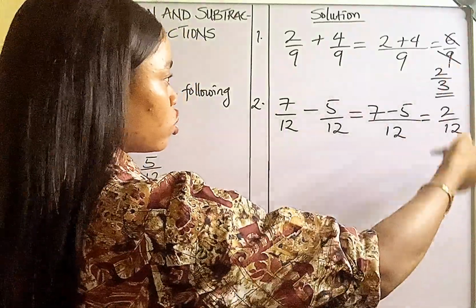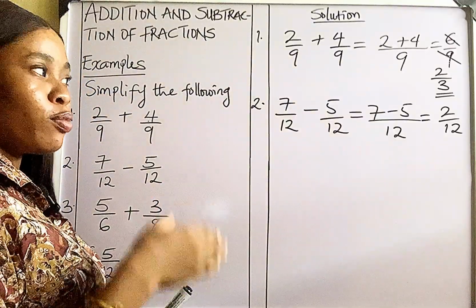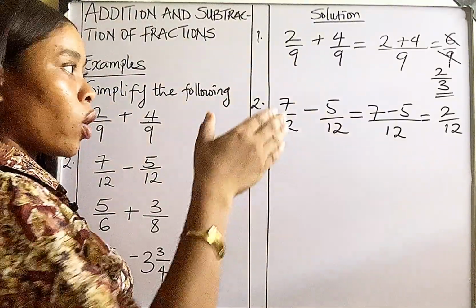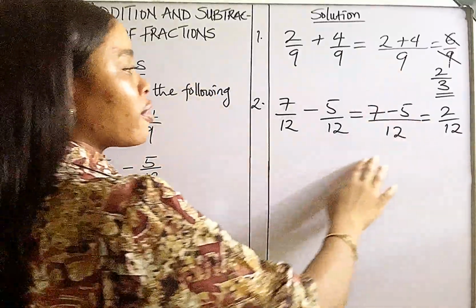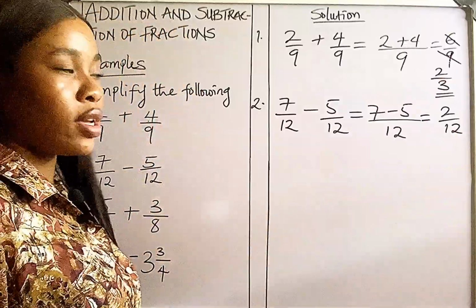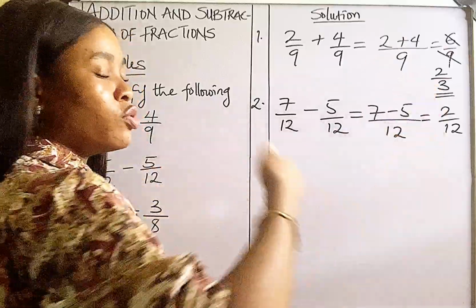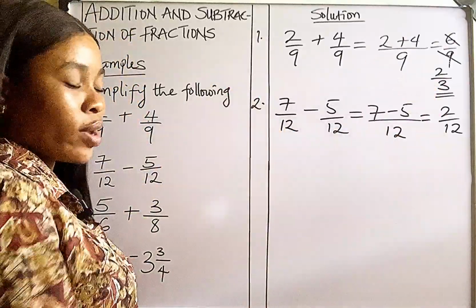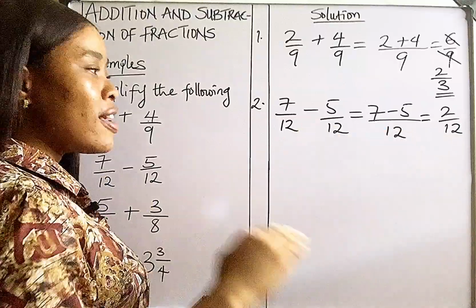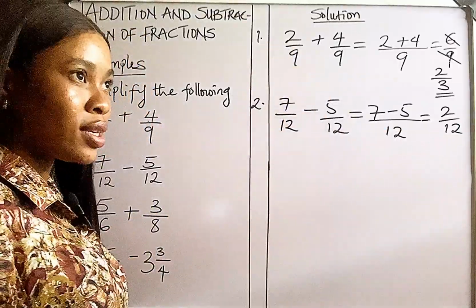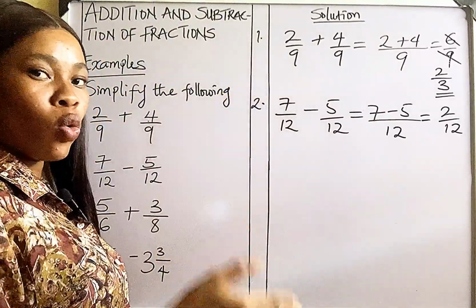Now the same thing here. This fraction can be reduced to its lowest term. And please, many pupils and students always have challenges in this area, whereby after solving, you just leave the answer like this. It's not right. You check, can this fraction be reduced to its lowest term? If it can't, then you can conclude that that's my answer. But if it can be reduced, it is best and proper to reduce it to its lowest term.